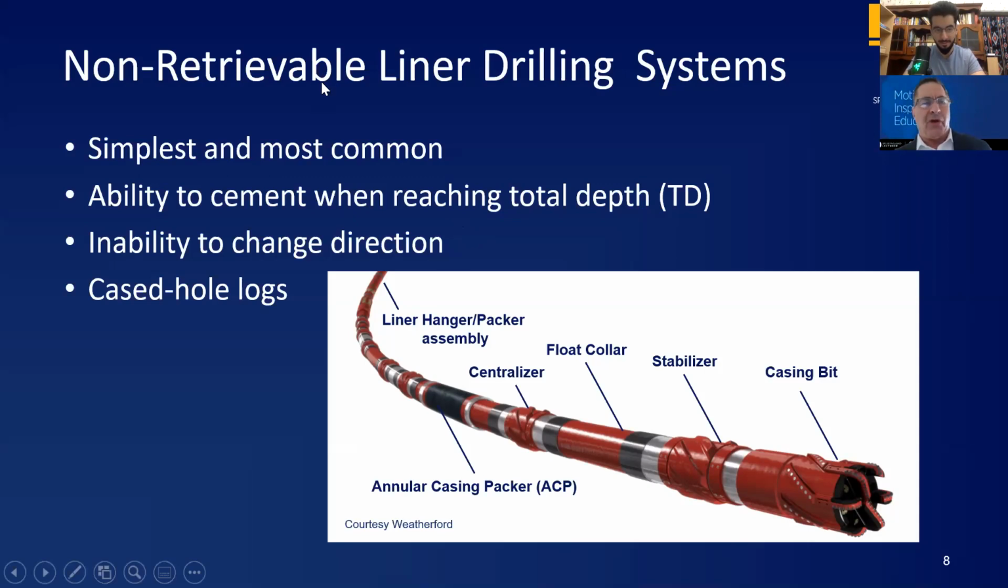Disadvantage of non-retrievable liner drilling systems: you cannot steer it actively. So all these applications are designed to either maintain the vertical section of the hole or maintain some pre-built tangential angle. For example, if you've established a 60-degree angle, we've proven these non-retrievable liner drilling systems can actually maintain that angle over hundreds of feet.